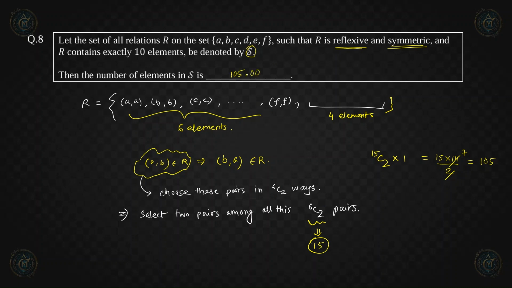So the answer is 105.00, because this is a numerical value question, so we have to give a decimal answer. So the number of elements in this set S is equal to this.